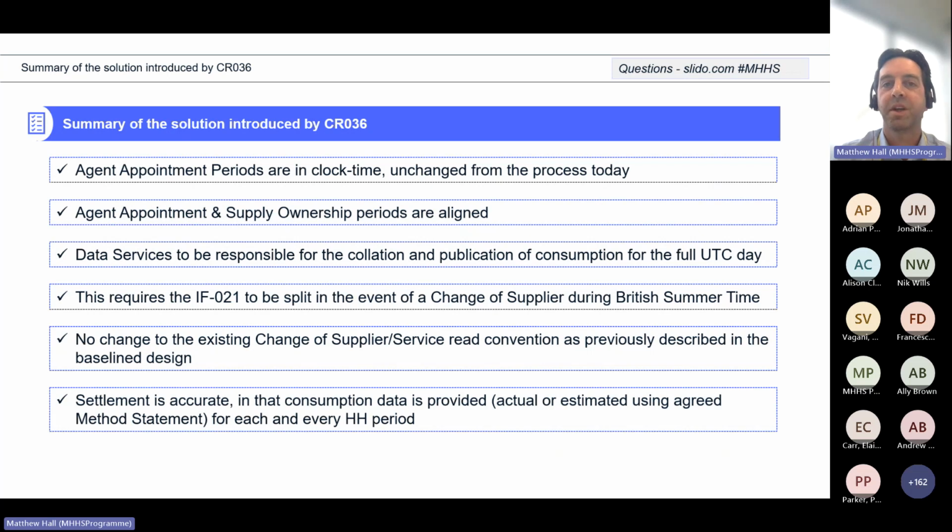Settlement is accurate and the consumption data is provided, whether it's actual or estimated, using the agreed method statement for each and every half-hourly period within each event, in every event day.